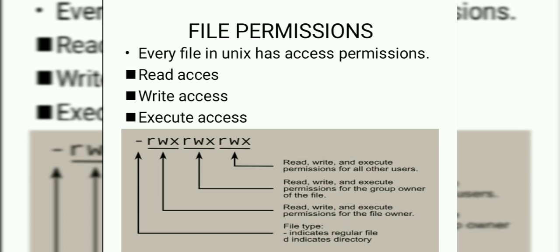The first character indicates the type of file. A hyphen represents an ordinary file, d represents a directory, and l represents a link file. And the next 9 characters are permissions consisting of 3 groups: owner, group and others.